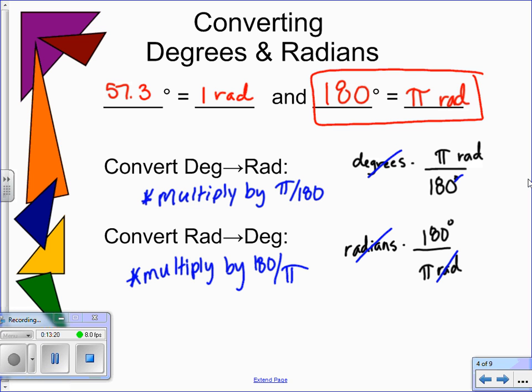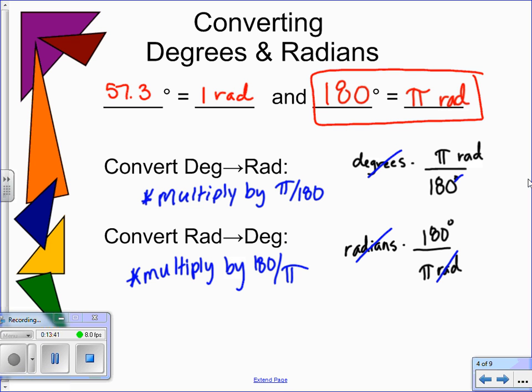Now, you have two options going forward, and you'll be quizzed over this on Friday. You can memorize degrees to radians is multiplied by pi over 180. Radians to degrees is multiplied by 180 over pi. Okay. Know the conversion factors.